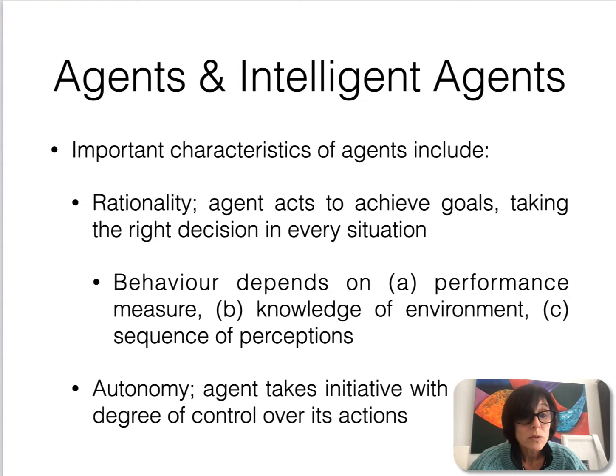Now, autonomy is the second important characteristic. An agent is able to take initiative and exercise a non-trivial degree of control over its own actions. Indeed, autonomy is the capacity to compensate for partial or incorrect prior knowledge, and it is usually achieved by learning. This is because an agent is not omniscient, and in practice, it does not know all.